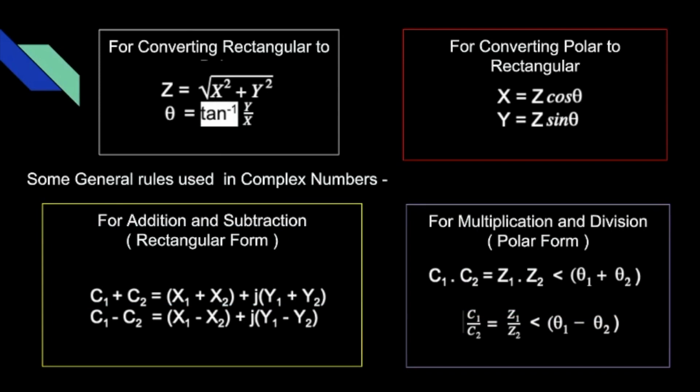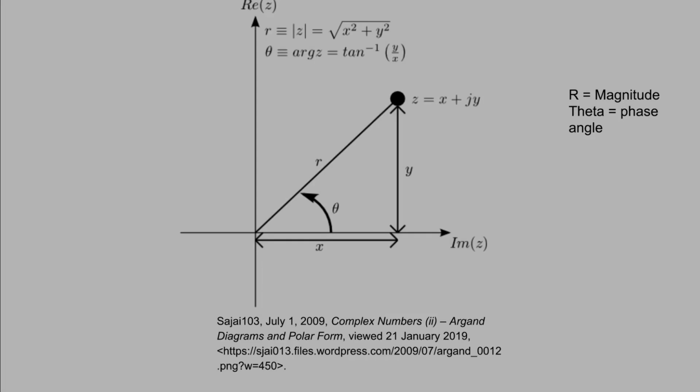It is important to remember the two basic general rules of complex numbers. That is, when adding or subtracting, the complex number should be in rectangular form, and when multiplying or dividing, it should be in polar form. Complex numbers simplify the calculations for AC circuit analysis when inductors and capacitors are introduced into the circuit.